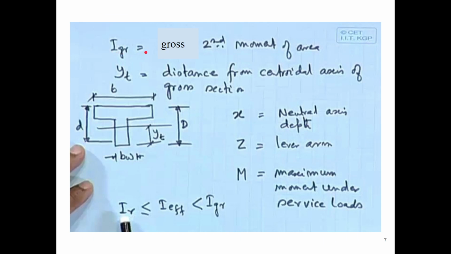Similarly, IGR is the gross second moment of area, and YT is the distance from the centroidal axis of the gross section, so that is basically this distance. X is the neutral axis depth, Z is the lever arm, and M is the maximum moment under service loads. And this condition has to be satisfied.